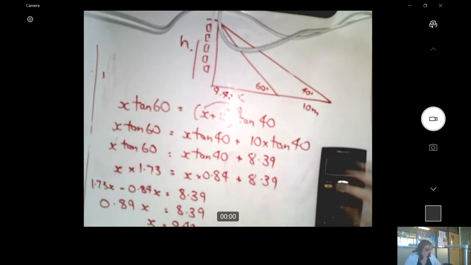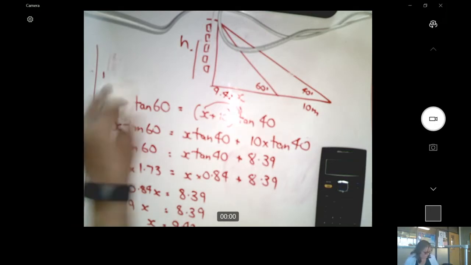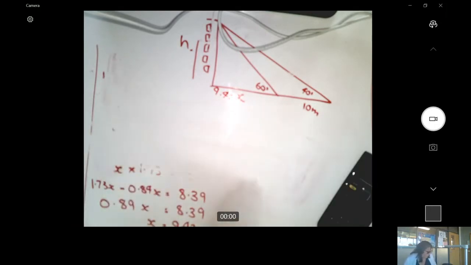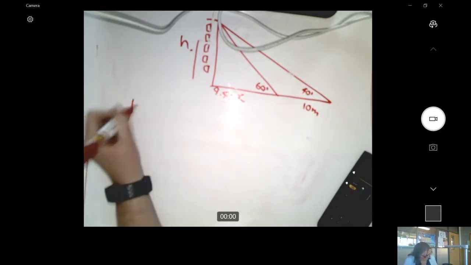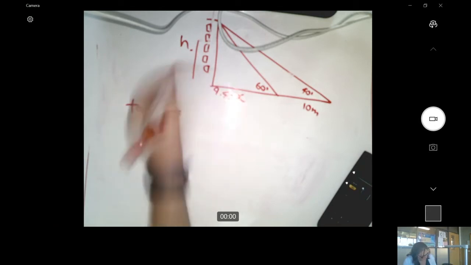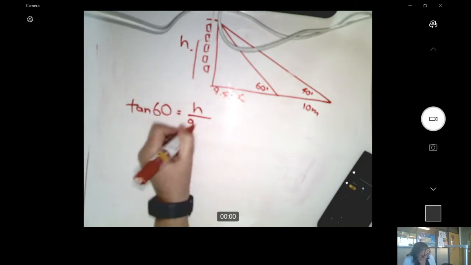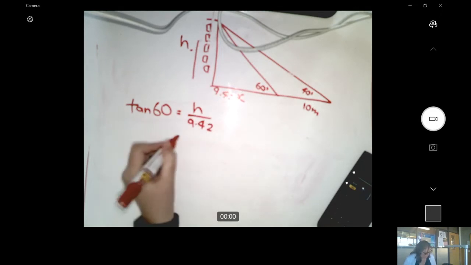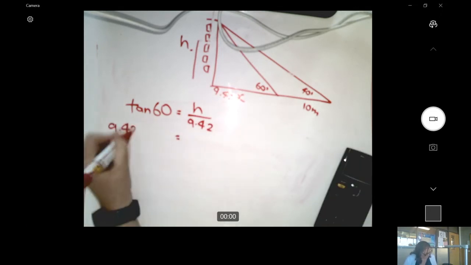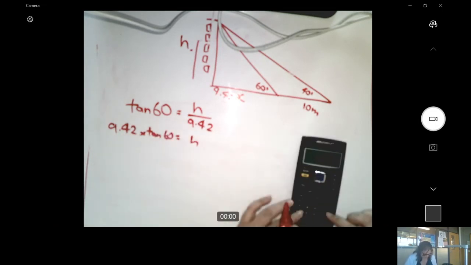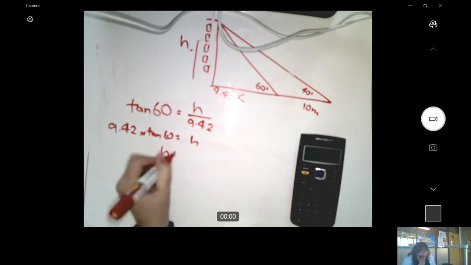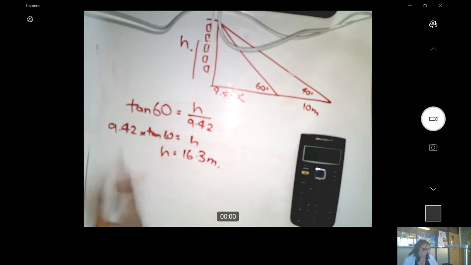Okay, we still need to work out the height. I'm going to now rub this working off. Working with a small whiteboard today. So from our first triangle we know that tan 60 equals opposite over adjacent, and we now know the adjacent is 9.42. So we go 9.42 times tan 60 equals height. Height equals 16.3 metres. So our building is 16.3 metres.